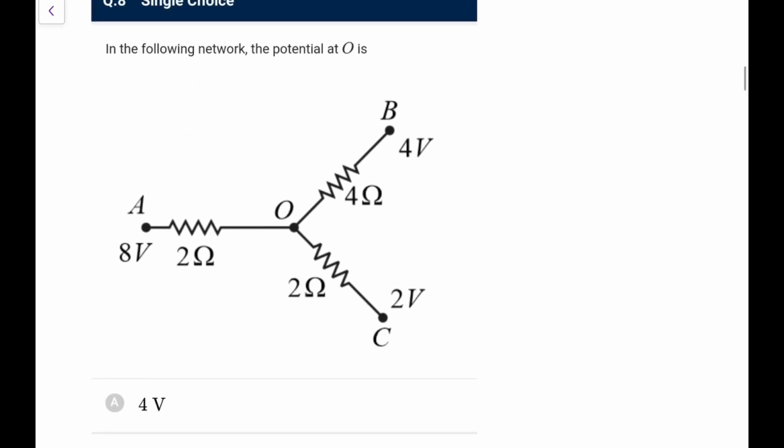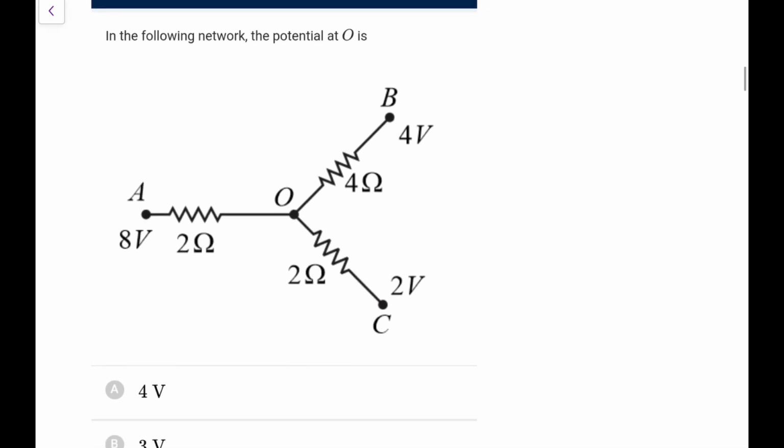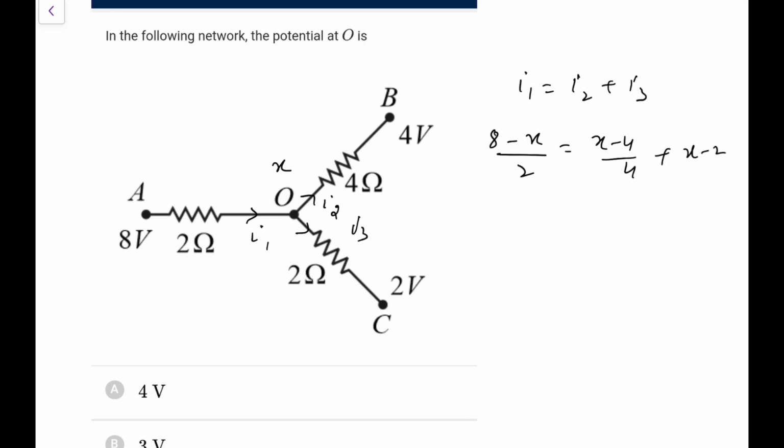In the following network, the potential at O is. So let the potential at O be x. Let's say this current is I1, this is I2 and this is I3. So applying the junction law, I1 is I2 plus I3. So I1 I can write as higher minus lower, 8 minus x by 2. Here it would be x minus 4 by 4, here it would be x minus 2 by 2.